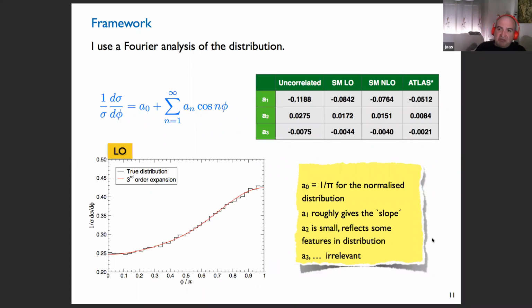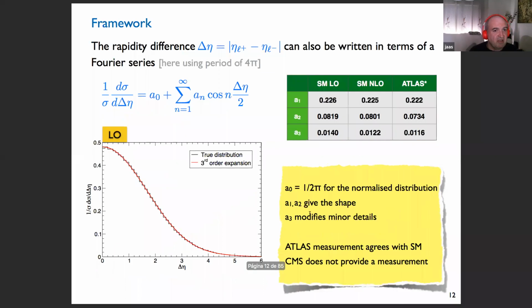You see that you can keep 3 terms, and then you can describe well the distribution, as you can see in this plot, and then you can compare the coefficients in the standard model at leading order or next to leading order and in Atlas data. Basically, the first one is a normalization, the first coefficient, 1 over pi. The first non-trivial one roughly gives the slope of the distribution, and the other two do some modifications.